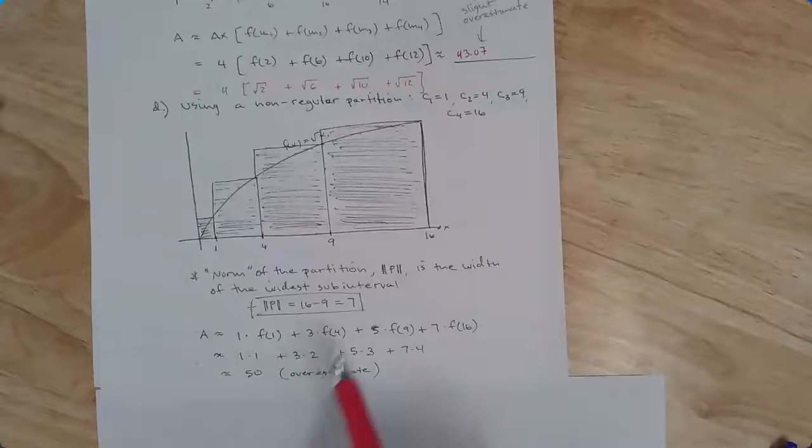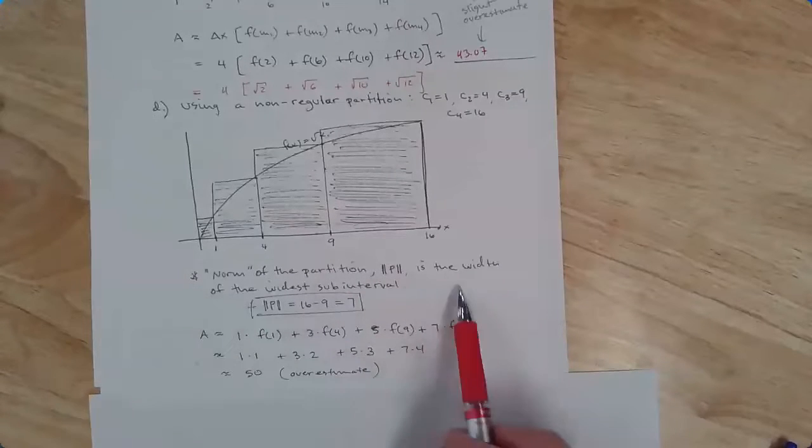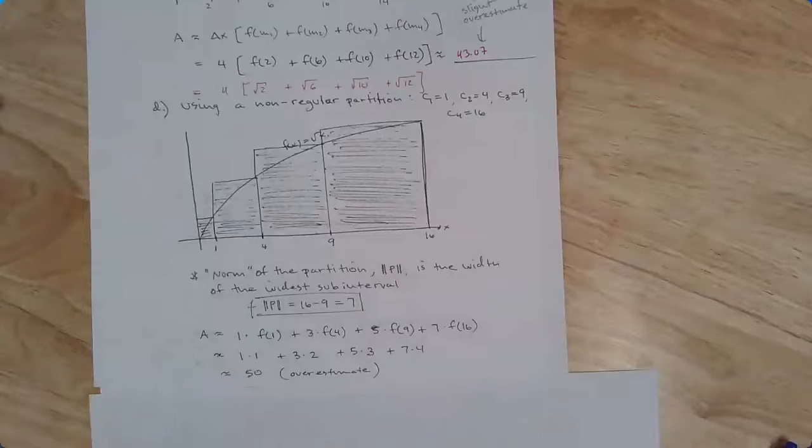I should point out also there's this thing called the norm of the partition. It is the width of the widest subinterval. When we talk about defining the area under the curve, defining the integral, and this is going to be a little bit later, the idea is usually to let the width of the widest subinterval get smaller and smaller and smaller. We want all the rectangles to get narrower and narrower, so that our approximation gets more and more accurate.